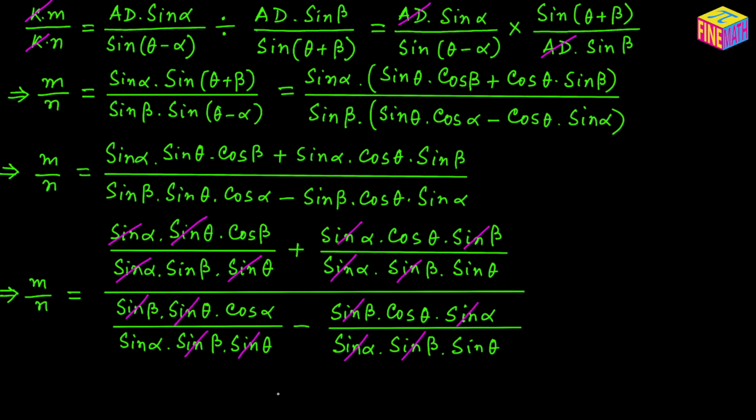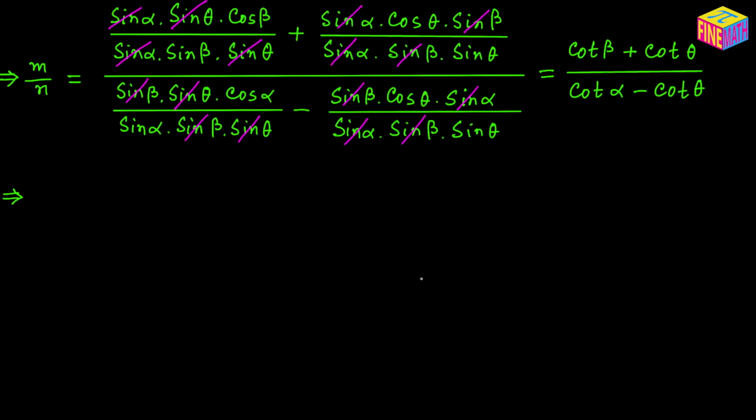So essentially we are going to be left with, in the numerator, cos beta over sin beta. So cos beta over sin beta can be written as cotangent of beta, plus on the second term we have cos theta over sin theta, that will be cotangent of theta, and all of that over in the denominator we have cos alpha over sin alpha, that will be cotangent of alpha, minus cos theta over sin theta, that will be cotangent of theta. And from here if we cross multiply, then we can say m times cotangent of alpha minus cotangent of theta is equal to n times cotangent of beta plus cotangent of theta.